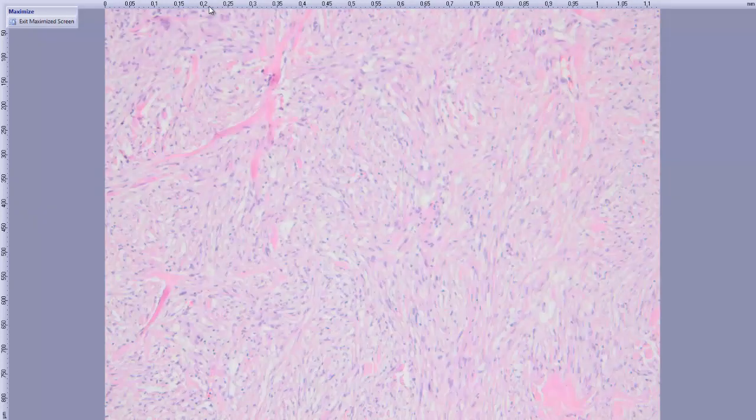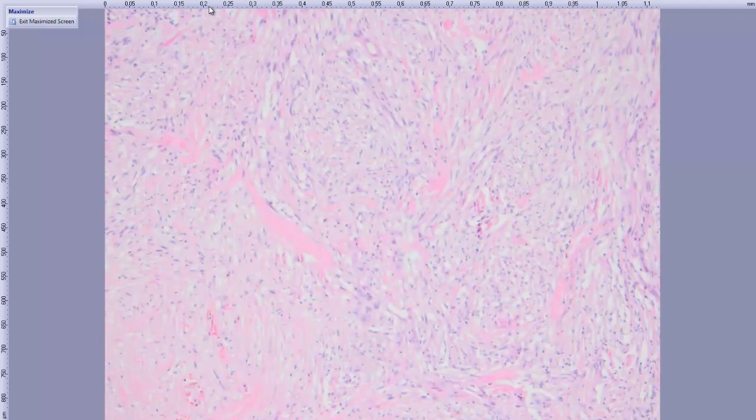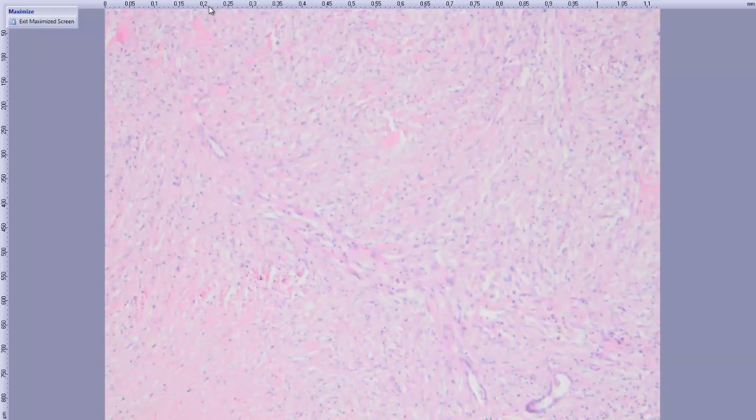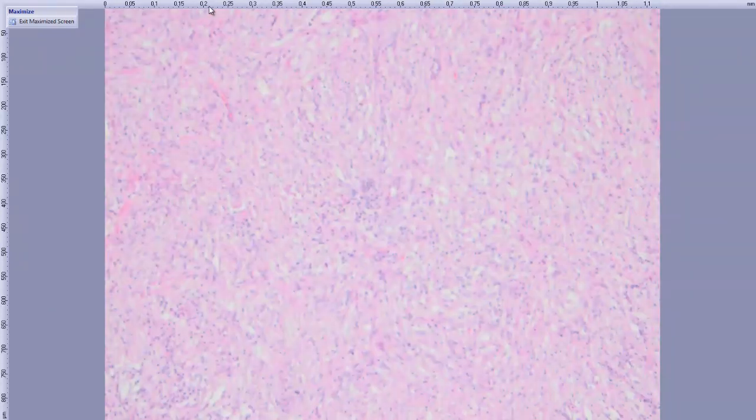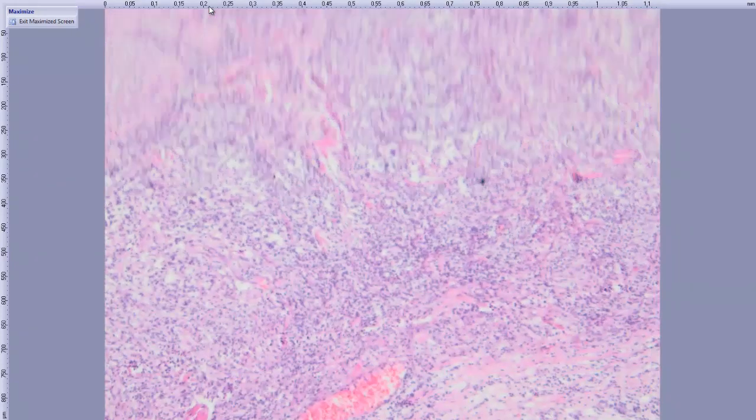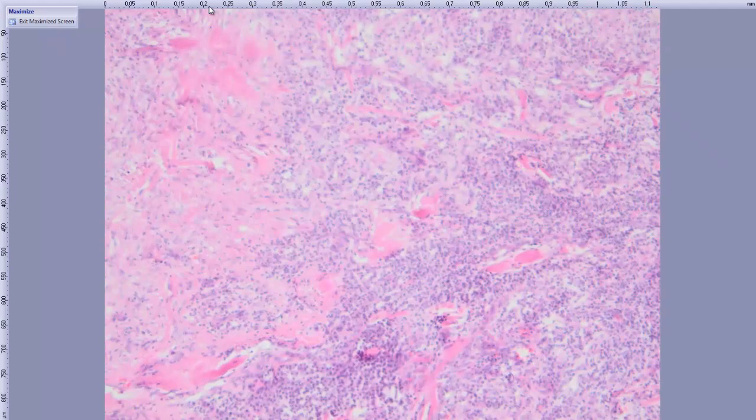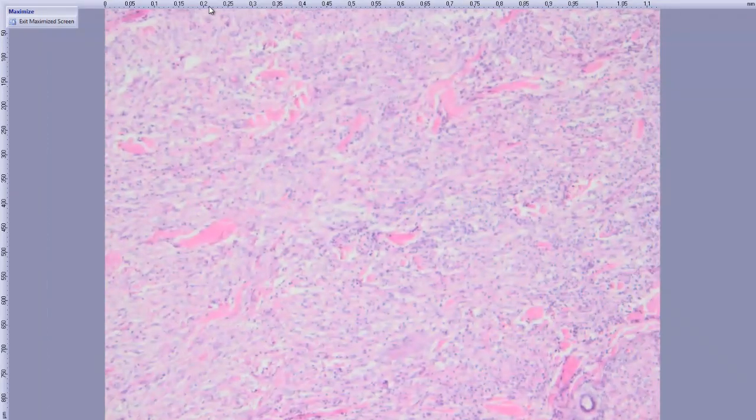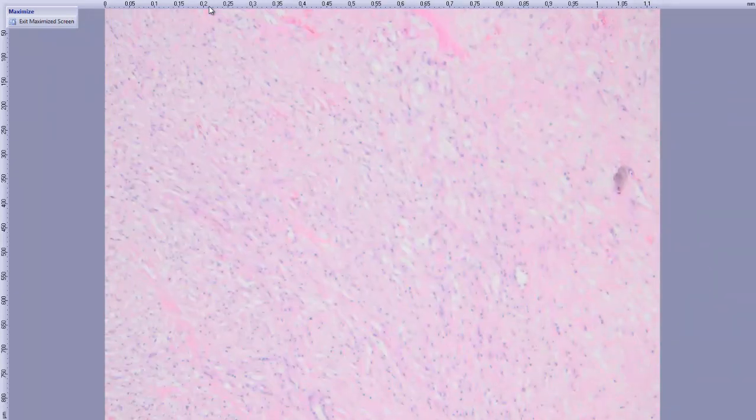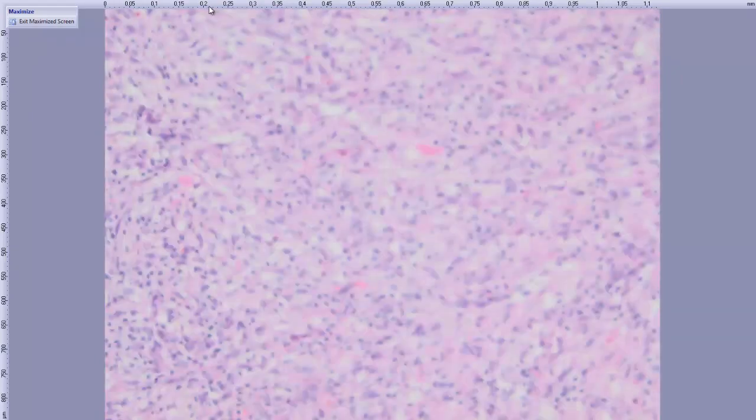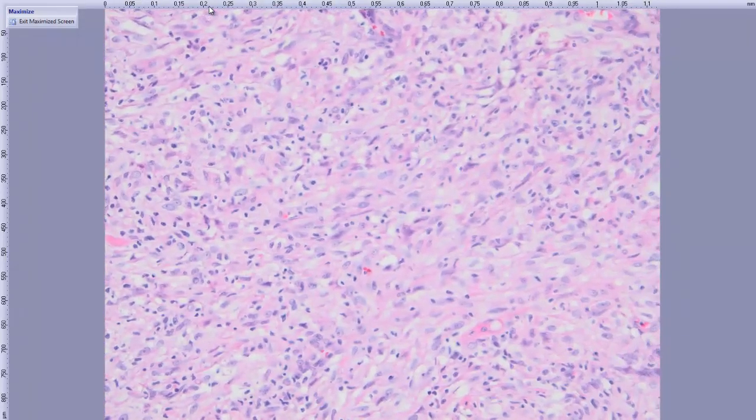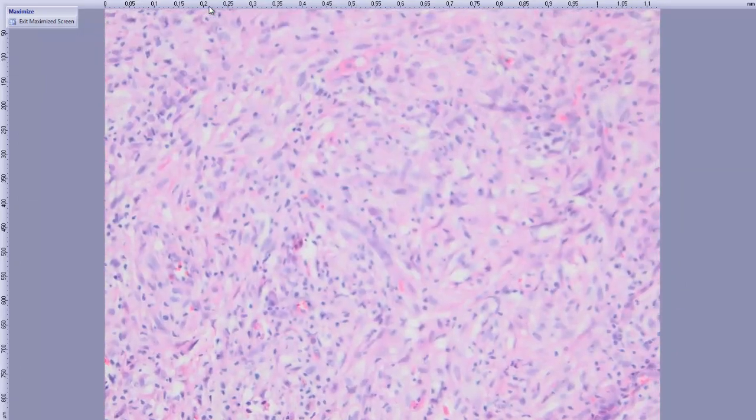and you can see some storiform pattern, but actually this lesion has more sweeping fascicles instead of storiform pattern. But you can also see some dermal collagen here, and here at the center we have this fibrotic area, and everything looks perfect for benign fibrous histiocytoma, but we expect some giant cells, but we don't have them here.